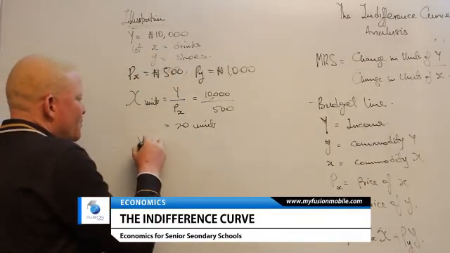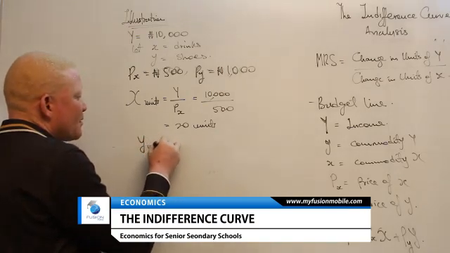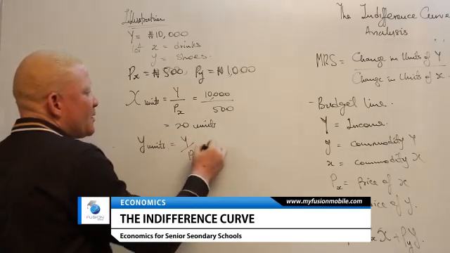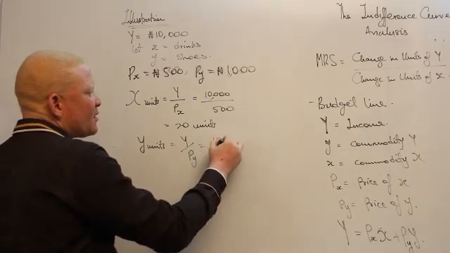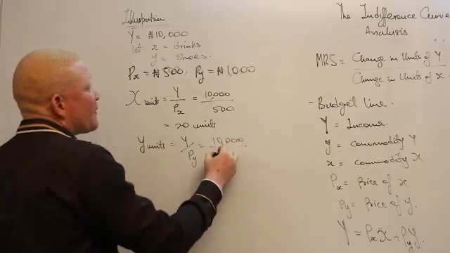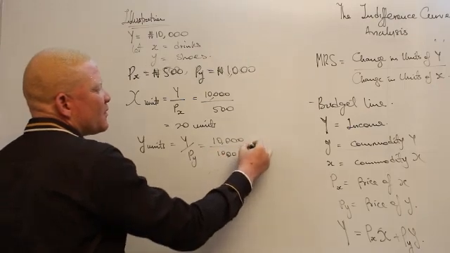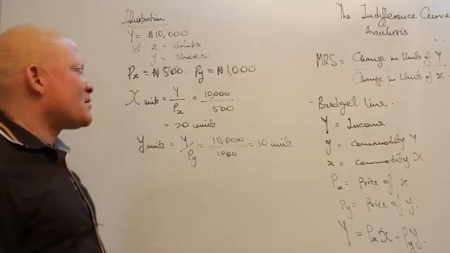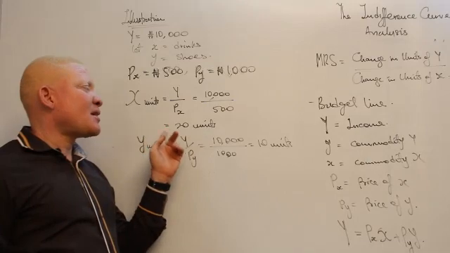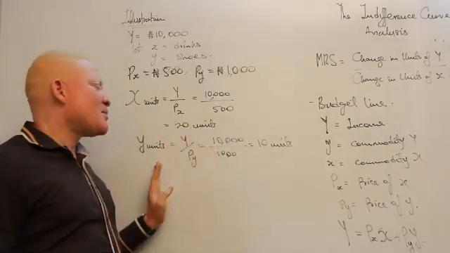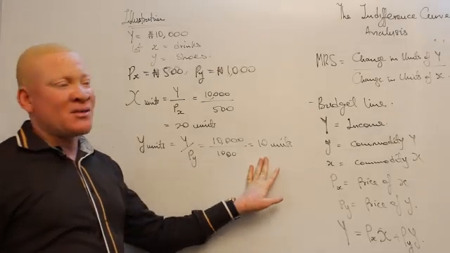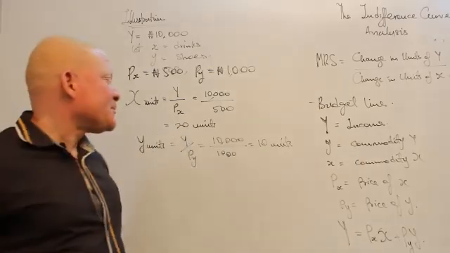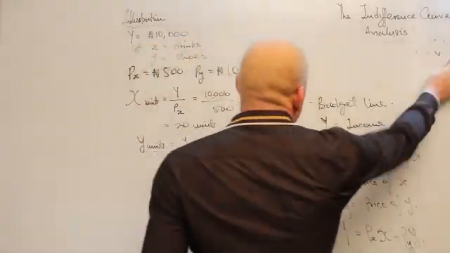For Y units, we have Y divided by PY. That gives us 10,000 divided by 1,000, giving us 10 units. So if he decides to spend totally on X, he cannot go beyond 20 units. He has to concentrate on the consumption of Y totally, and he can't go beyond 10 units. Of course, that would bring up something. That means the budget line would look like this.